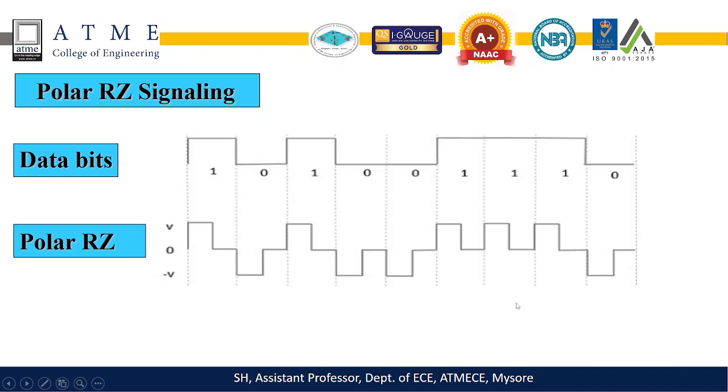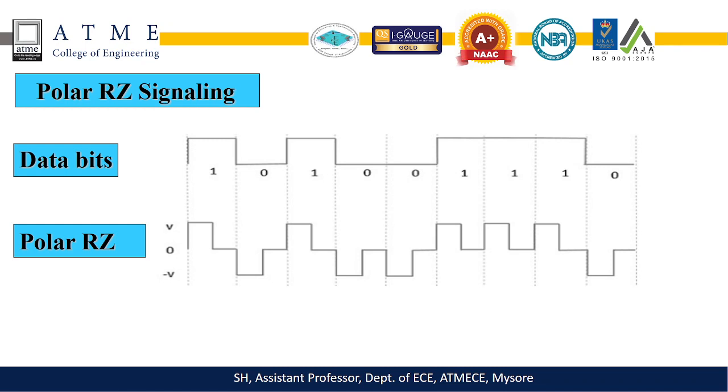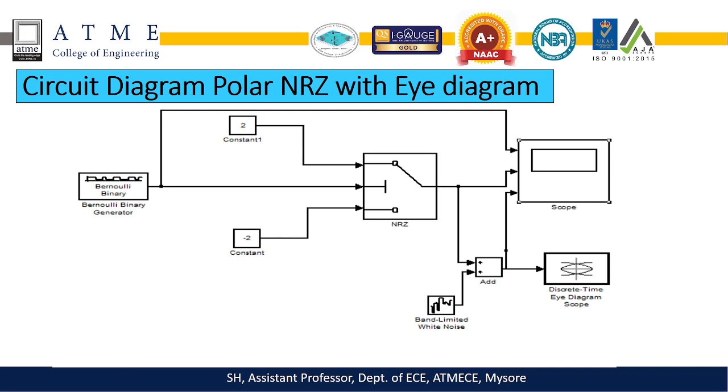This is how a polar NRZ and polar NRZ RZ signal looks like. Now we will go into the implementation part, how these signals are implemented in Simulink. This is the circuit diagram for polar NRZ, and we are going to represent it in scope and also in the eye diagram. So we have this Bernoulli's binary generator, it generates the signal.